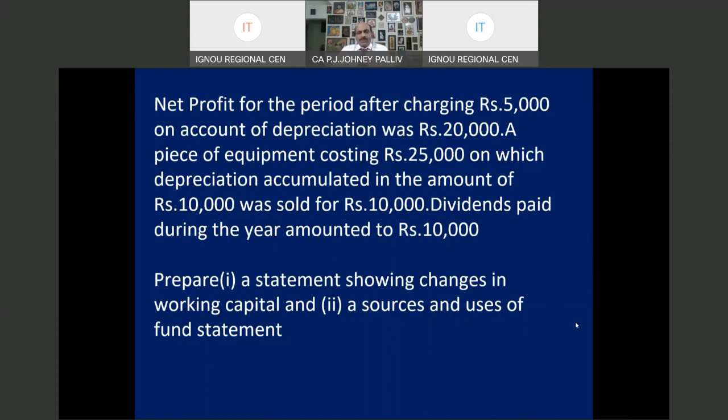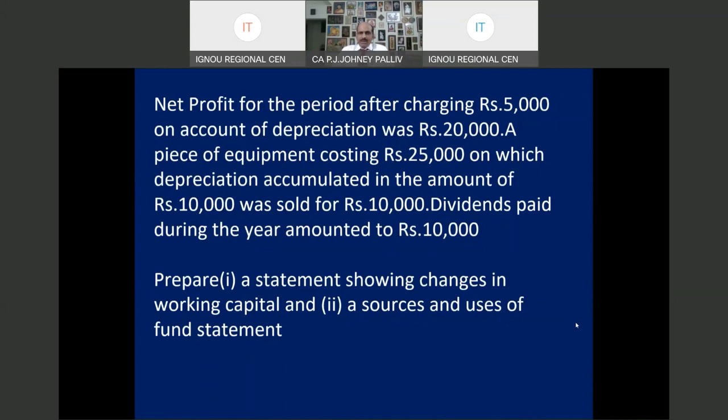And friends, this machinery is sold for rupees 10,000, which means 25,000 minus 10,000 is the written down value after charging depreciation, that is 15,000, which is sold for rupees 10,000. That means the loss on account of sale of machinery is 15,000 minus 10,000, which is 5,000 rupees. I hope all of you have understood.